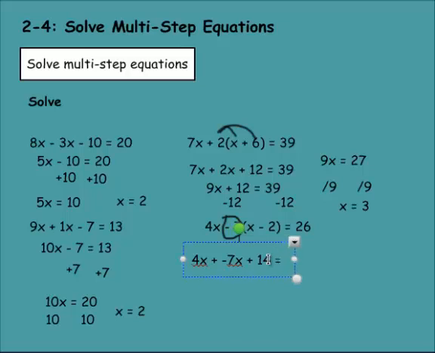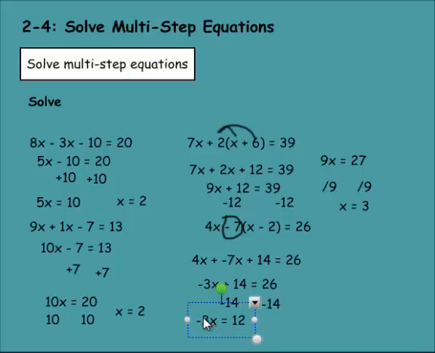So then I would get 26 for my answer. So I have 4 plus negative 7. So that would be the negatives winning by 3. So I'd have negative 3x plus 14 equals 26. Now I can subtract 14 from both sides. So that leaves me with negative 3x equals 12. 26 minus 14. Divide both sides by negative 3. That would give me x on the left, and then negative 4 for my answer.